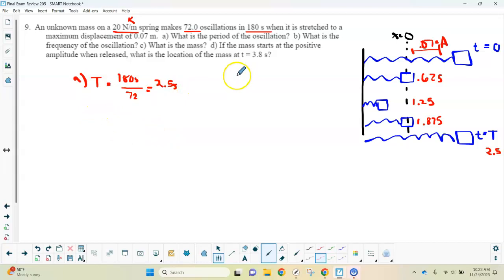So we did part A. Part B is the frequency. So frequency, just take the inverse of the period. So it's just 1 over capital T. So it'd be 1 over 2.5. So if you do that, you get 0.4 hertz.